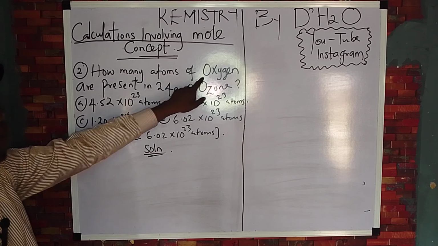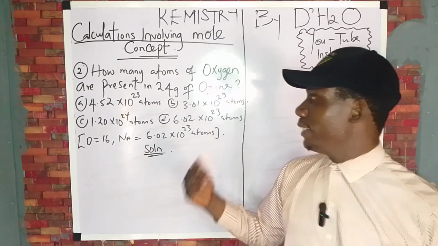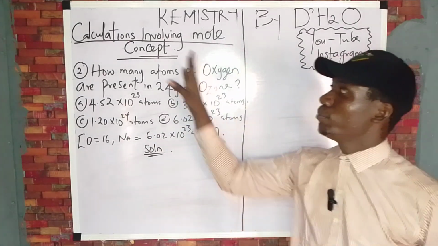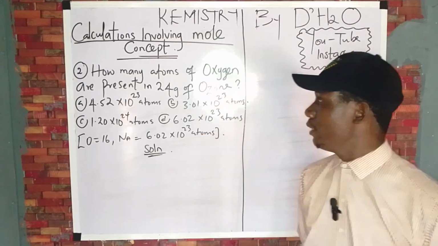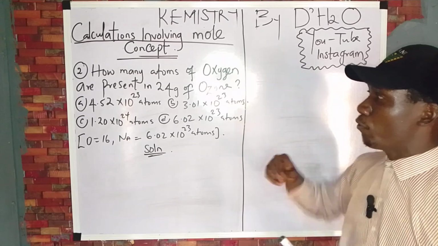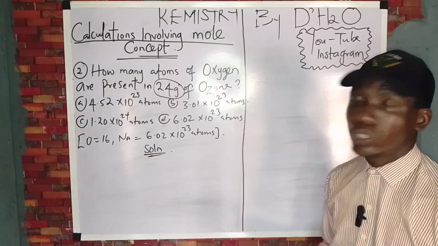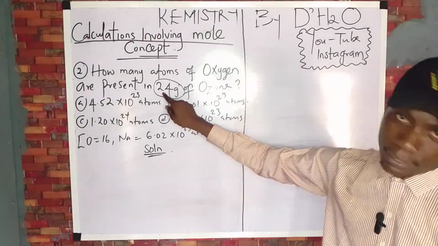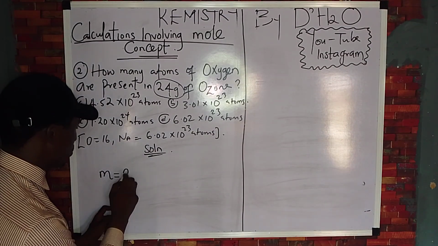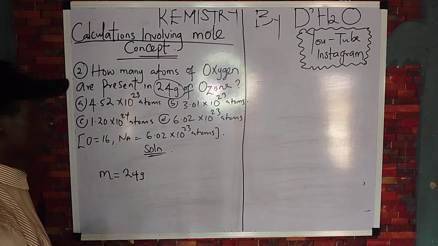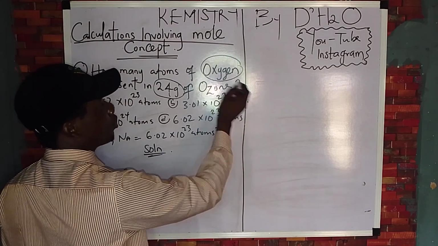How many atoms of oxygen are present in 24 grams of ozone? Still on the mole concept and using the same formula that we used earlier. How many atoms of oxygen are present in 24 grams of what? Ozone. This is the mass, don't forget. So we can say that our mass is 24 grams. But the atom they are referring to is the atom of oxygen in ozone.